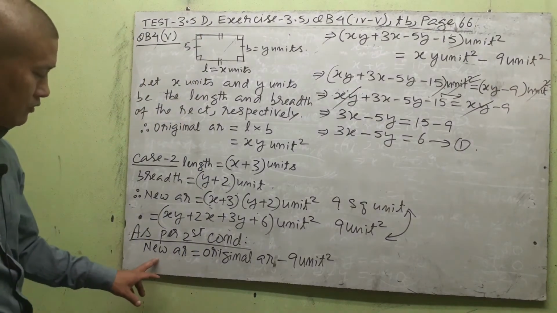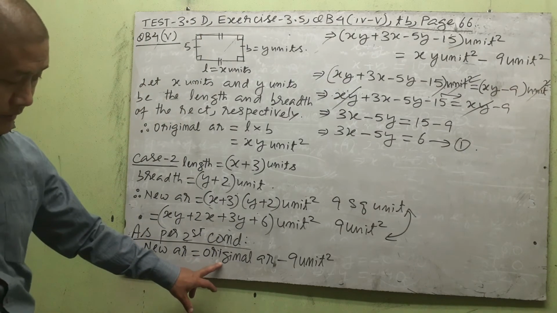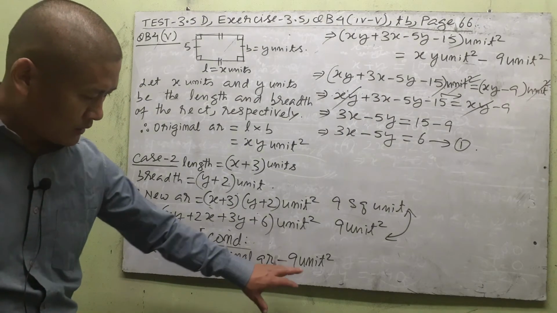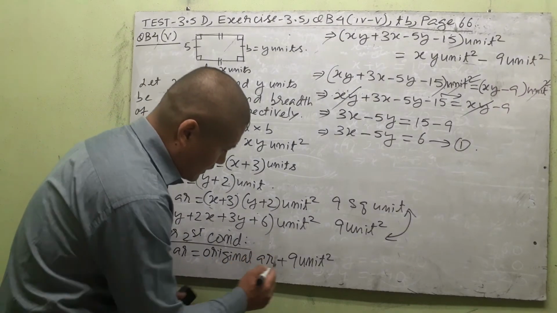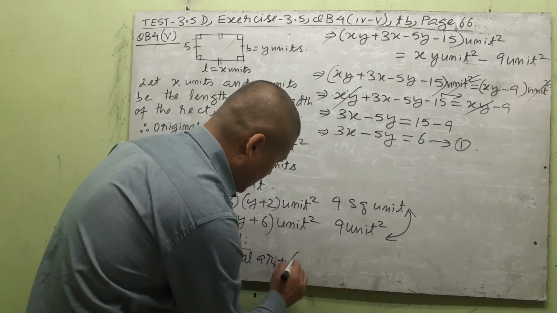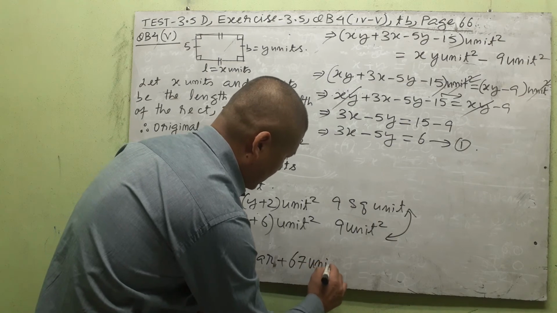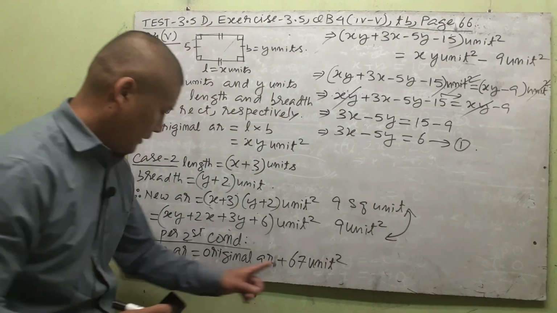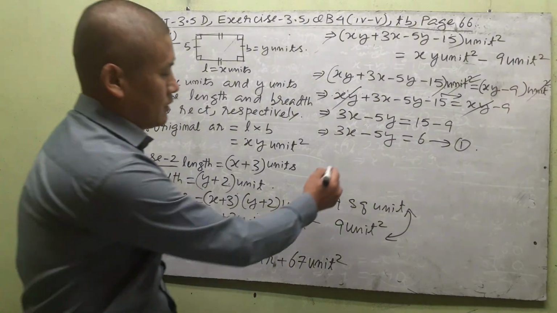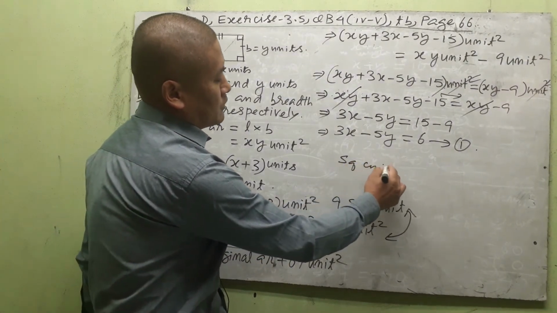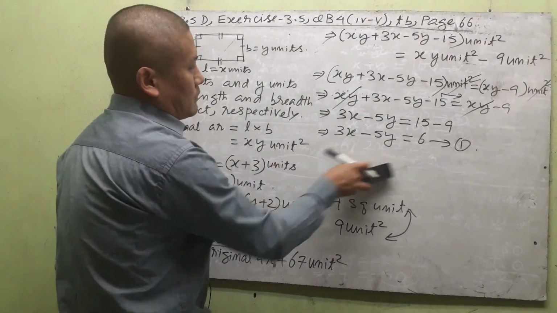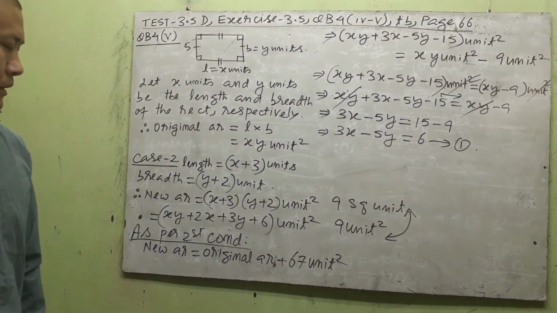So the new area increases by 67 means initially the area decreases by 9, so minus 9. Now increases, so we put increases by 67 units. So instead of minus, plus 67 unit square. So you can write that. Okay, increases by 67 square units. As I said, square unit, the question is saying we're writing unit square. It's the same thing.